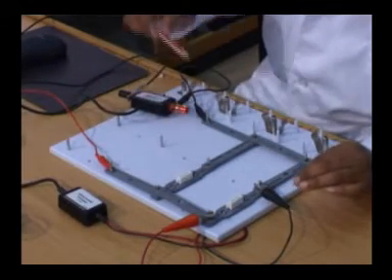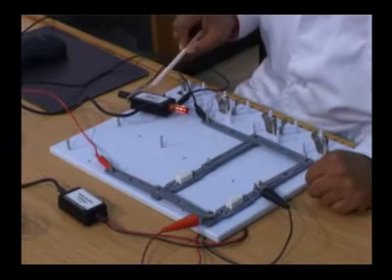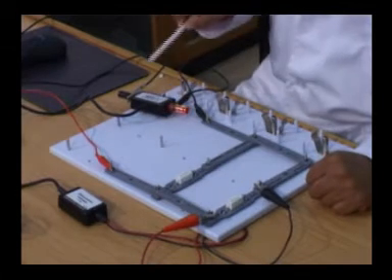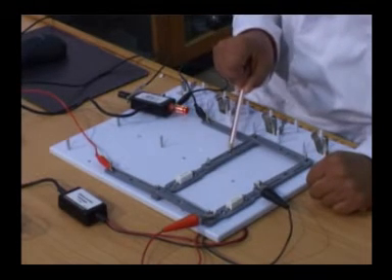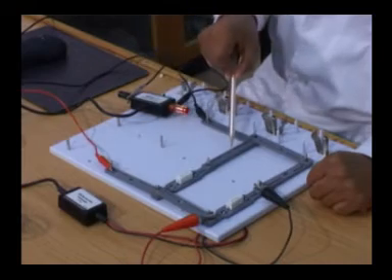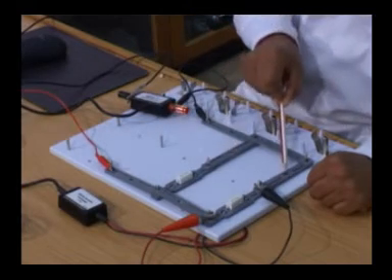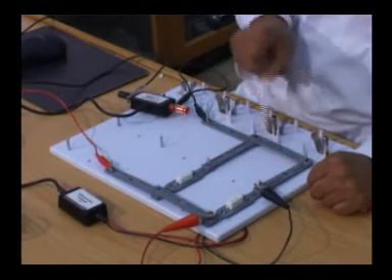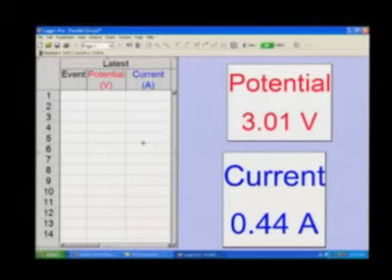Now we're going to move the ammeter, because as it sits, it's reading the total current in the circuit. So we're going to move the ammeter and put it here to read the current in this resistor. And then from here, we're going to put it here to read the current in this resistor. Take note of what the total current is, about 0.44 amps.